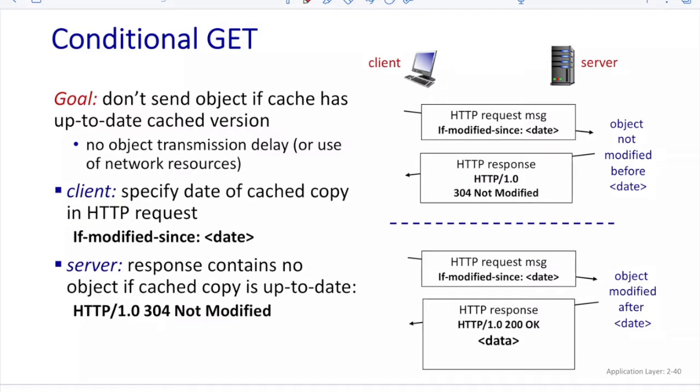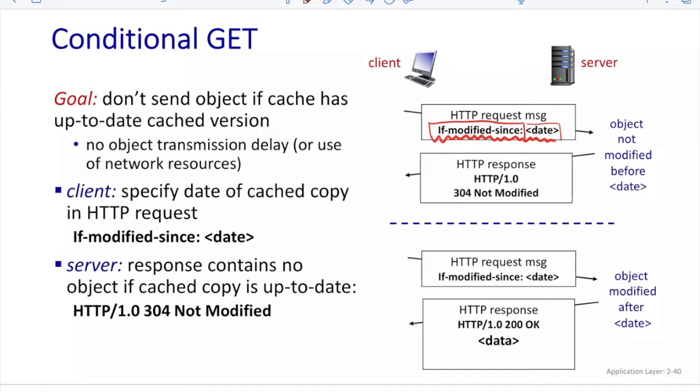Okay, so here it is. Left hand side is client, right hand side is server. When the client sends an HTTP request message to the server to request a certain object, the client can add one additional header, which is called If-Modified-Since. And here is a date. Okay, that means the client might have already retrieved the object maybe 1 day ago, 2 days ago.